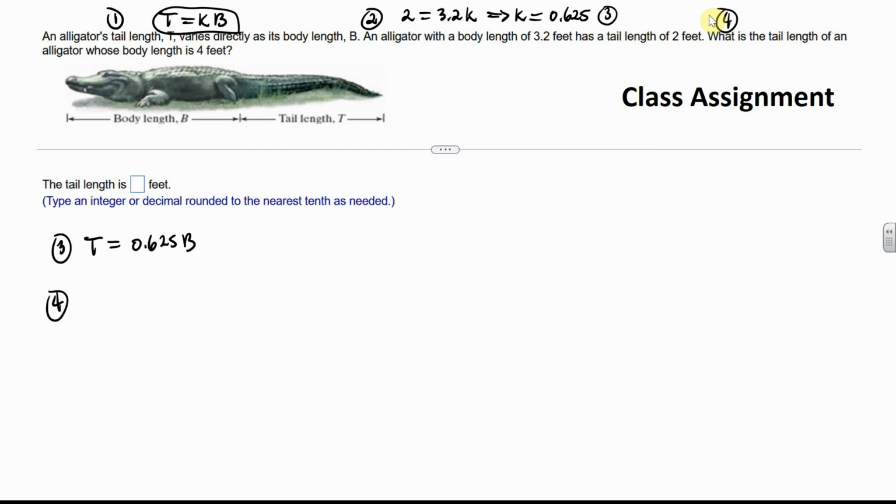Step number 4. Solve. What is the tail length when you're given that the body length b is equal to 4? So t is equal to 0.625 times 4.